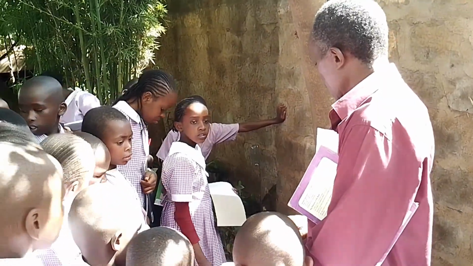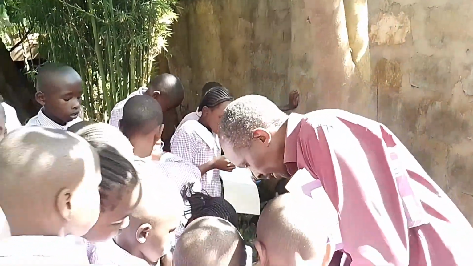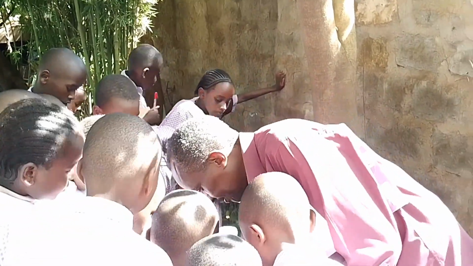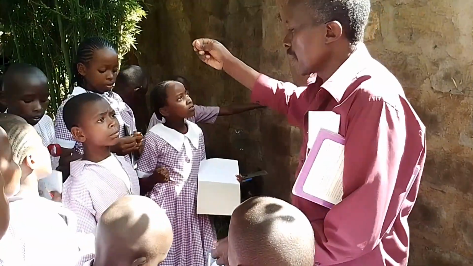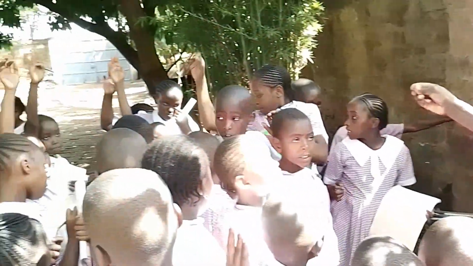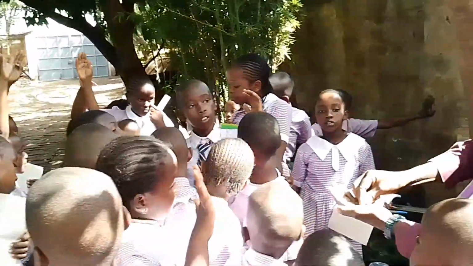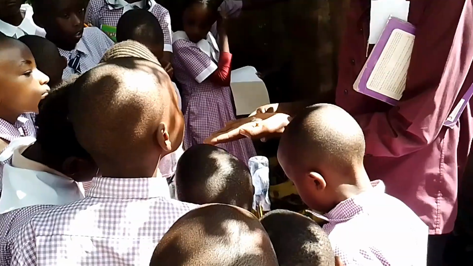I got this one from somewhere in Muranga. Then, this one here. How many people have ever gone to Mombasa? Oh, good. We have a big number. This is the sand from the sea. This is the ocean sand. The beach sand. This one is the beach sand.